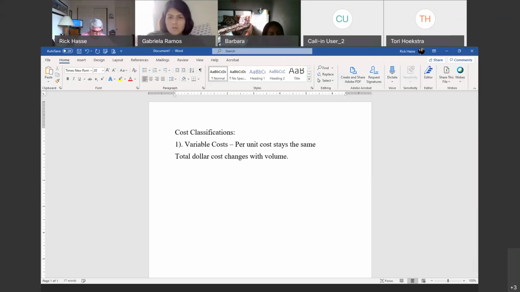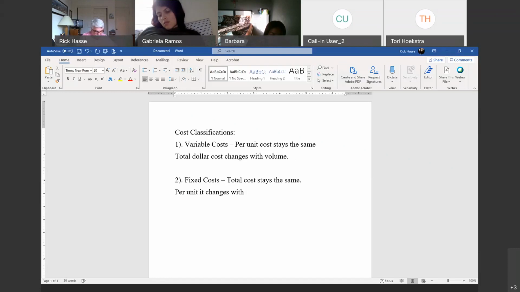Then we have another cost called fixed cost. Fixed total cost stays the same. But on a per unit basis, it changes with output or volume. Let's make it volume. Let me explain that.